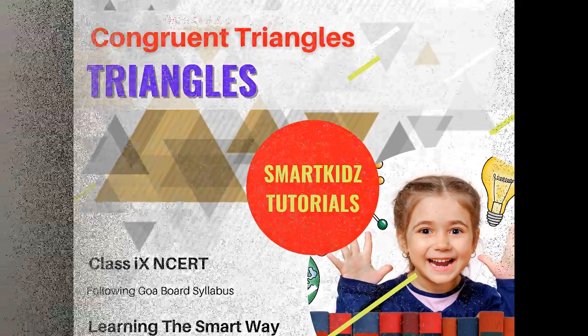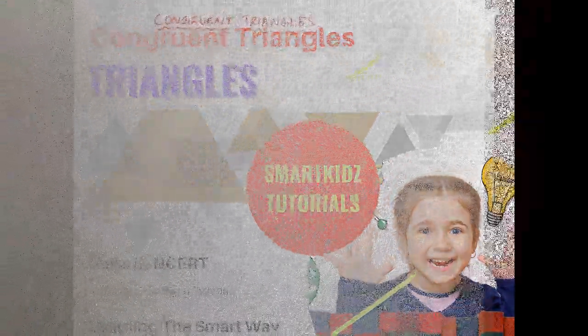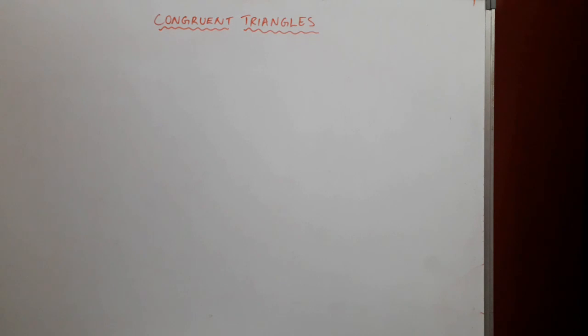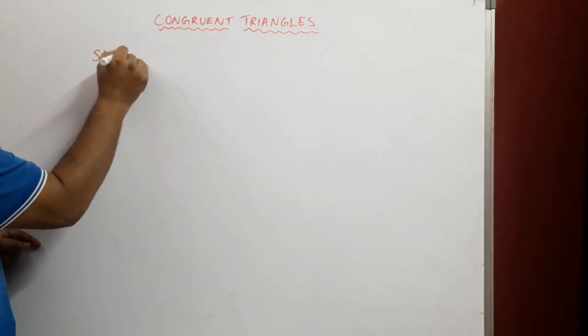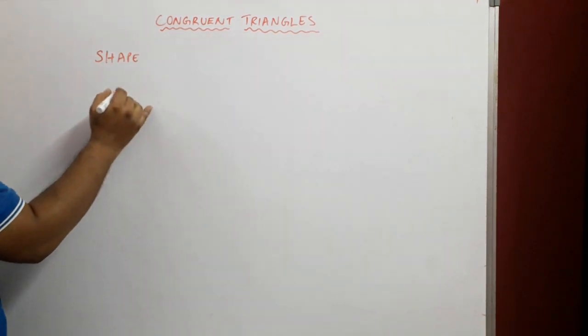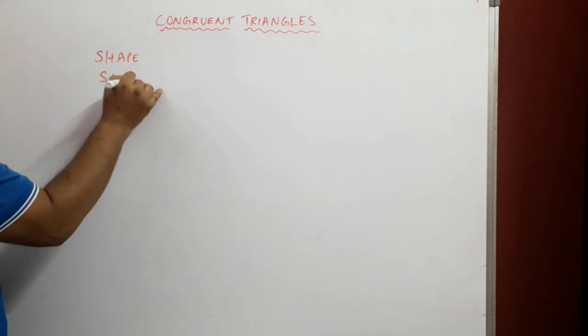Hello students, in this video we will learn about congruent triangles. To begin with, we need to first know what we mean by congruent. Congruent means same, and congruent triangles means same triangles. Triangles which have got the same shape and those which have got the same size.